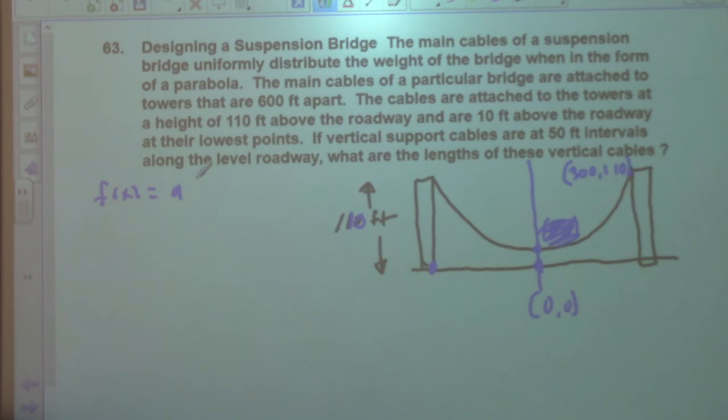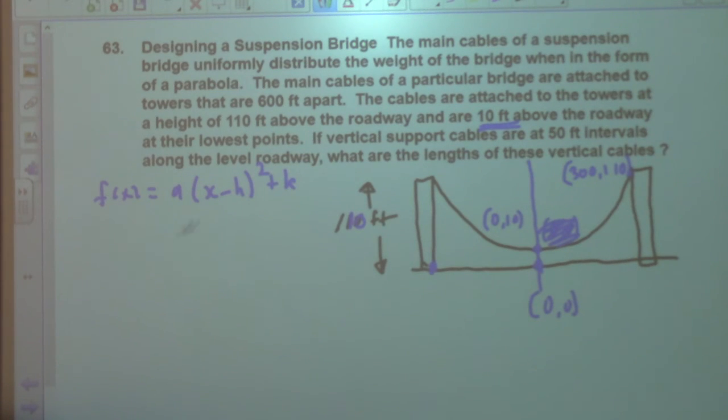So you have a, and you have x minus h squared plus k. Well, in this case, we know k is going to be what? k is going to be 10. Because this point here is going to be 0, 10. So how do you know that that's 10? Because it said it's 10 feet above the roadway at their lowest point. Yeah. So there's a lot of detailed reading to do in this, isn't there?